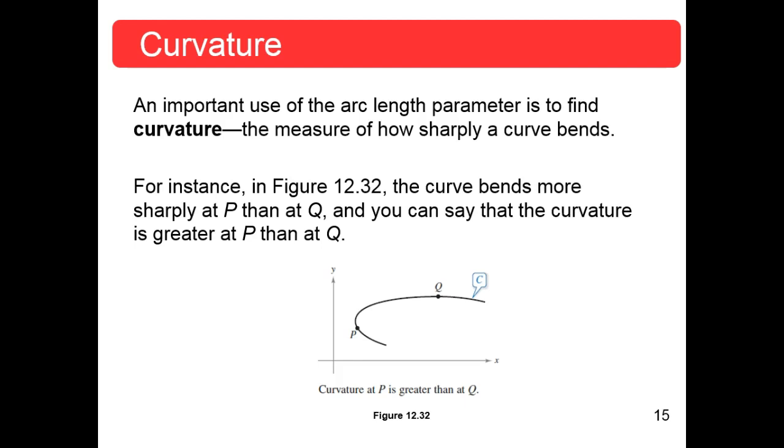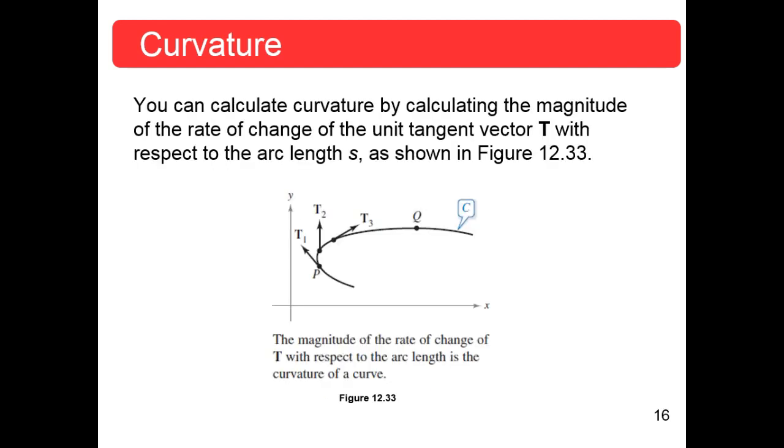Now, what do we mean by that? What is curvature? You can calculate curvature by calculating the magnitude of the rate of change of the unit tangent vector T, with respect to the arc length parameter. So it's not dT, but dT/ds that we're talking about. So our unit tangent vector at P, here's your tangent vector here.